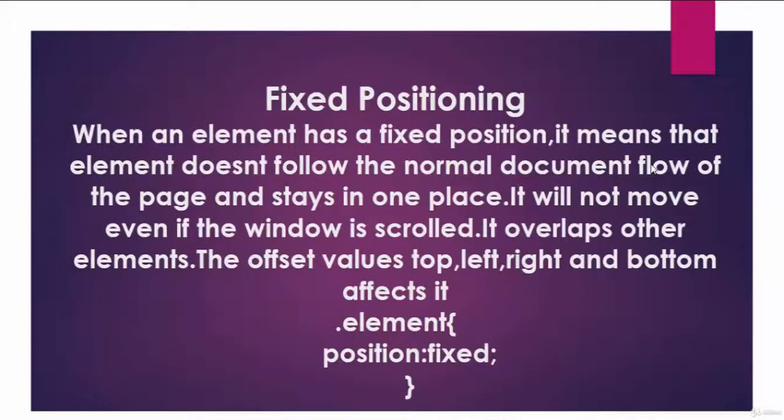On to the next one, we have fixed positioning. When an element has a fixed position, it means that element doesn't follow the normal document flow of the page and stays in one place. It will not move even if the window is scrolled. It overlaps other elements. The offset values top, left, right, and bottom affect it. Now let us see how this looks in the browser.